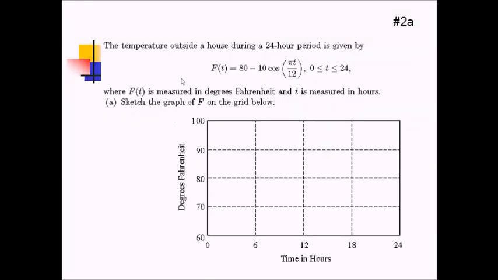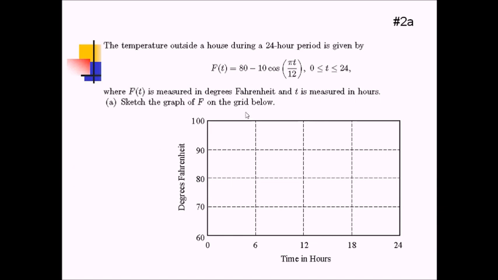For this problem, the temperature outside a house during a 24-hour period is given by this f of t function, where this is in Fahrenheit. And we want to sketch the graph of f on the grid below for part A. So there's no real tricks here. This is just, hey, graph this trig function. And this was also a calculator problem, so you could have used that to help you out. But you might not need a calculator if you remember your trig graphing from pre-calculus days.